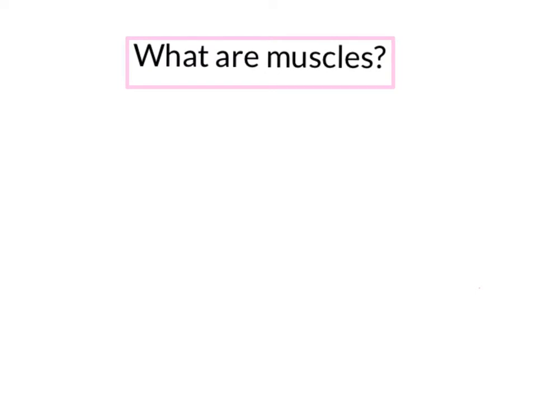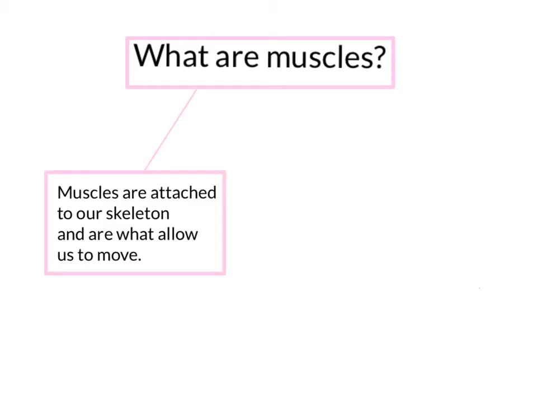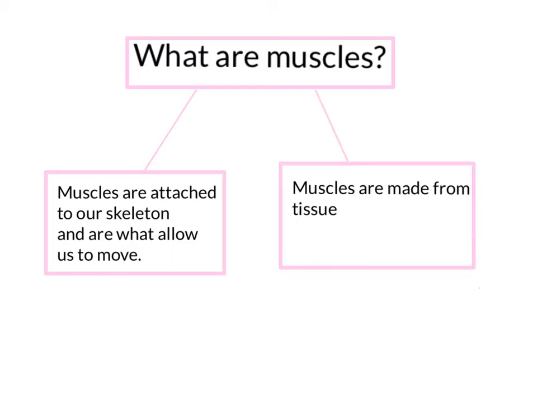So, what are muscles? Muscles are attached to our skeleton and are what allow us to move. Muscles are made from tissue, and that is a different type of tissue to the one that you might use to blow your nose. It's a type of tissue that's found in our bodies.